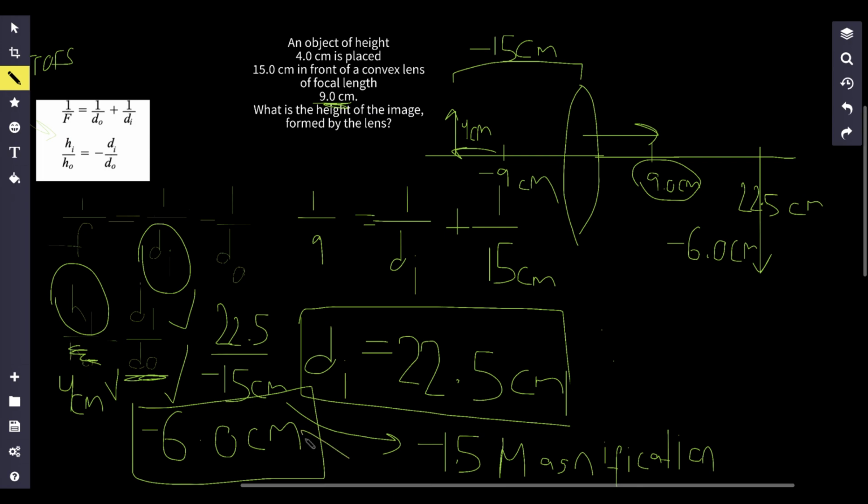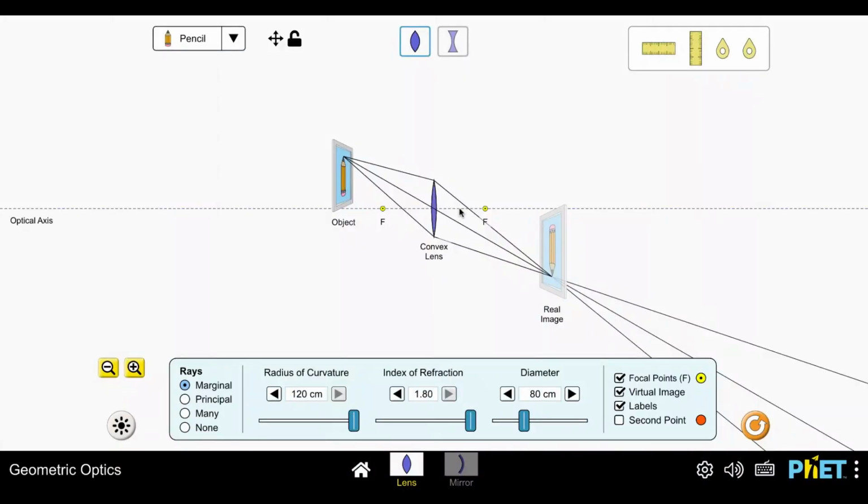In addition, the distance of my image is 22.5 centimeters, meaning that my image is located somewhere here along the positive direction. And when you take a look at the simulation, my real image is located in the positive direction, right? If the light is coming towards the right, everything to the right of this lens is going to be considered positive. So this distance right over here would be positive as well. So very important to be able to identify these relationships.